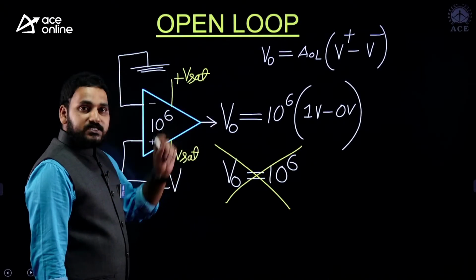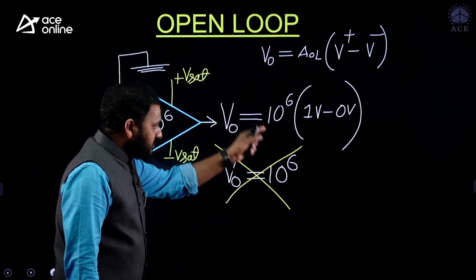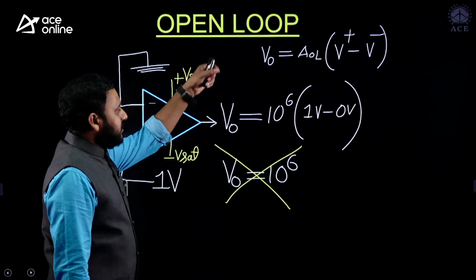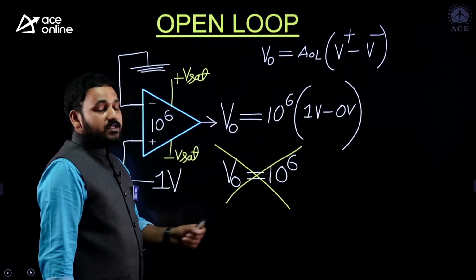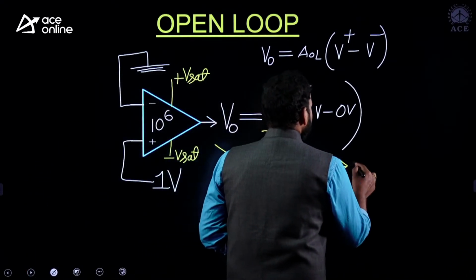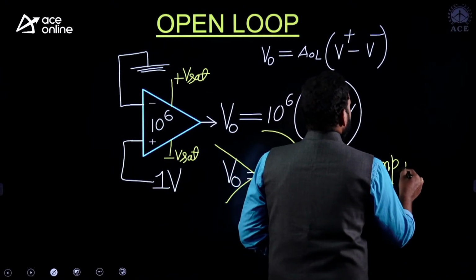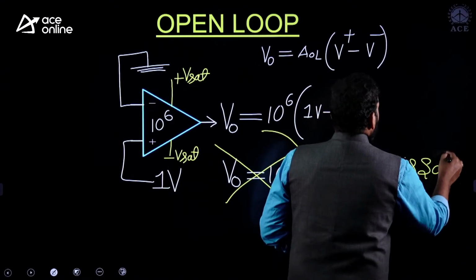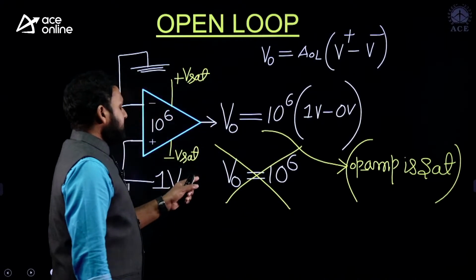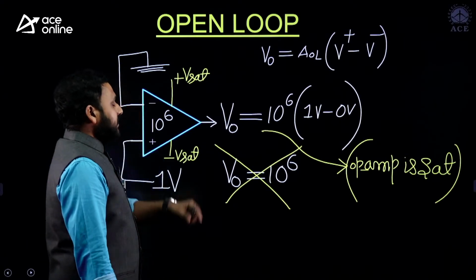Output will be saturated. We are expecting 10 to the power of 6 volts, but it doesn't provide 10 to the power of 6. It will be restricted by plus V saturation on the positive side and minus V saturation on the negative side. Simply in this case, we can say the op amp is saturated. So if it is plus 10, minus 10, the output will be plus 10 volts only, right? So that is the reason.